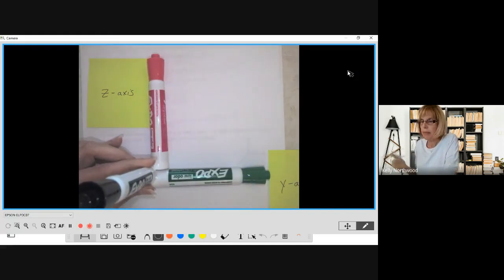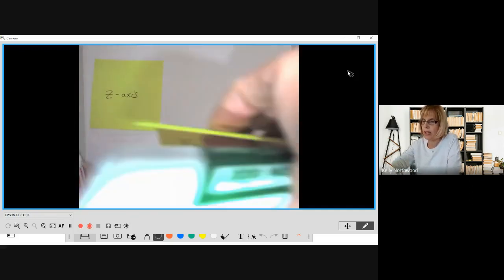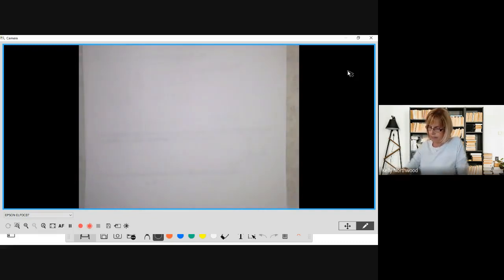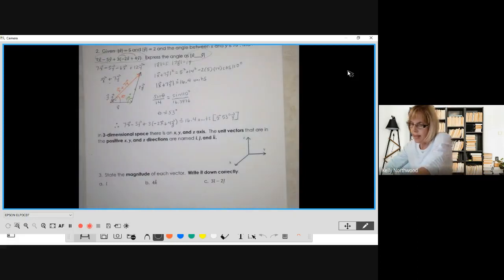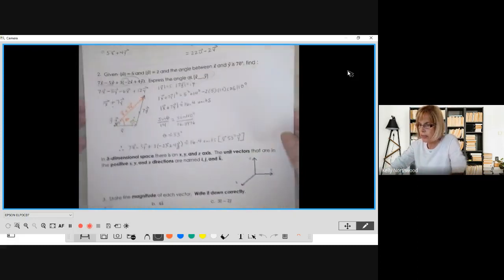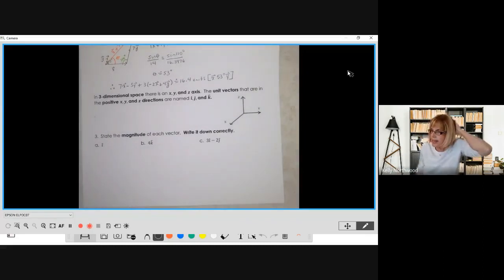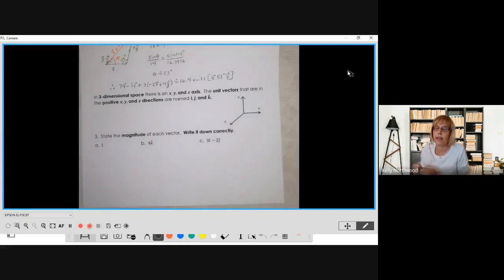So I know you're going to be looking at diagrams that are on a two-dimensional piece of paper, but we're trying to imagine them as 3 dimensions here. Okay, so in three-dimensional space, there's an x, y, and z axis. The unit vectors that are in the positive x, y, and z directions are named i hat, j hat, and k hat. So here's my x-axis, and you're imagining that coming out of the page right at you.